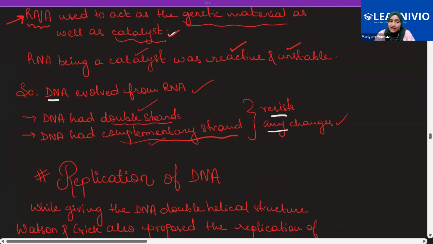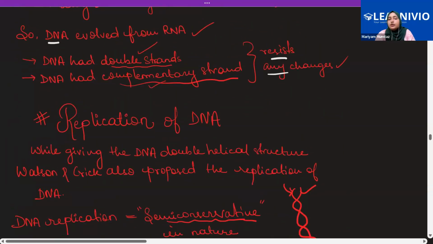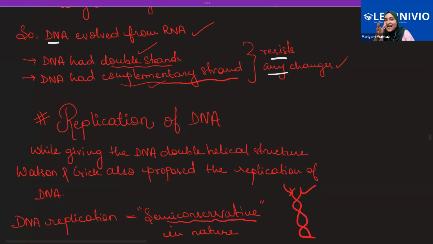But DNA evolved from RNA. DNA is made up of two strands, and the strands are complementary to each other. Because of these two reasons, they resist any change, meaning it's not very easy for the DNA to get changes in it as compared to the RNA. So now you people have understood the whole thing.